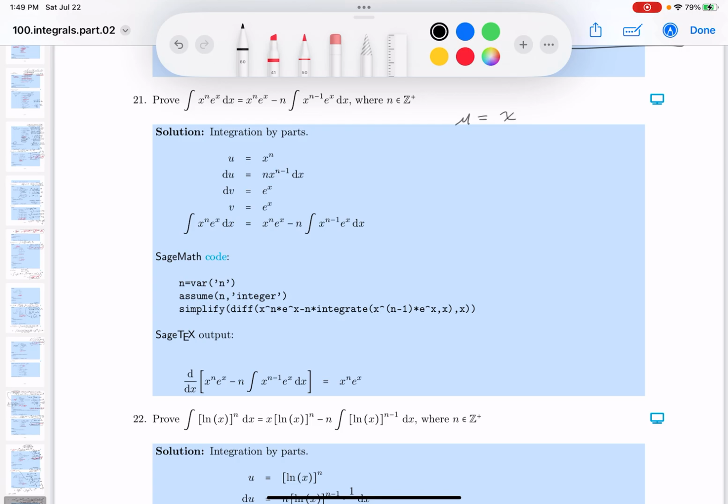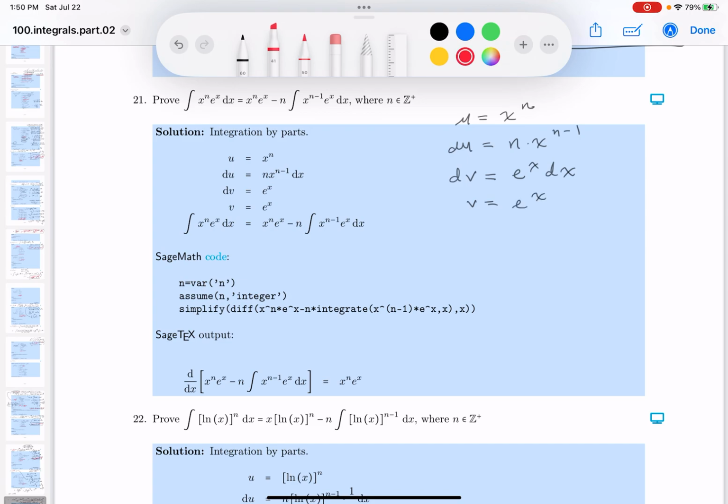is x to the n. That means du would equal n times x to the n minus 1. And it looks like the dv is, again, if I took x to the n equals the u, it would be e to the x dx. And that means v equals e to the x.